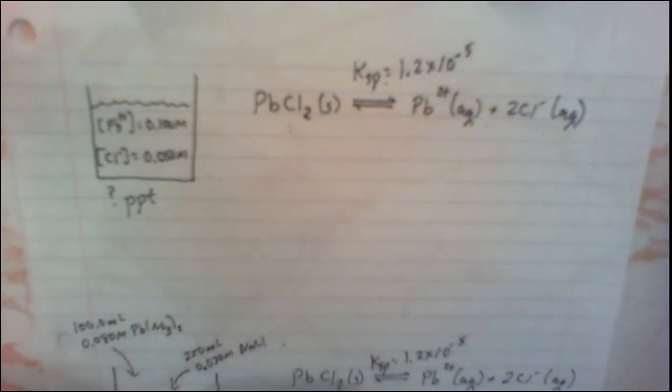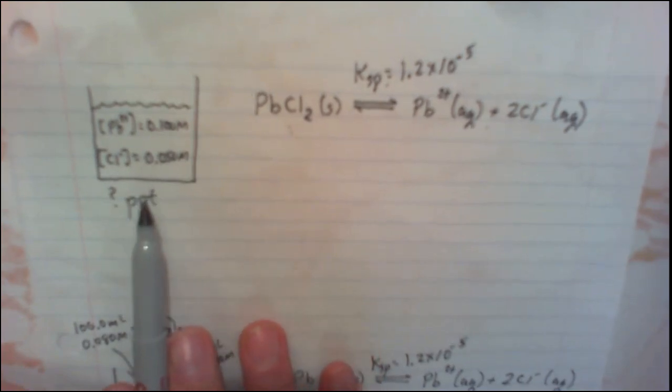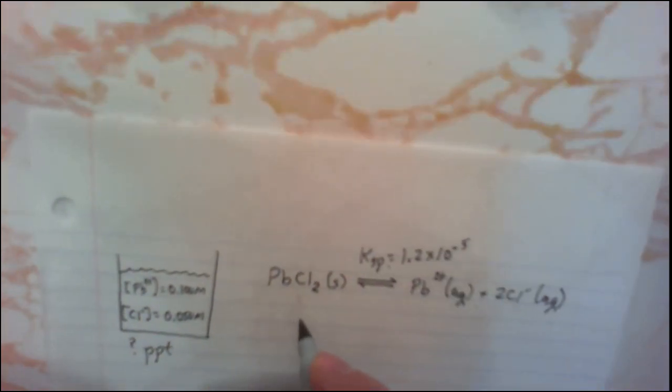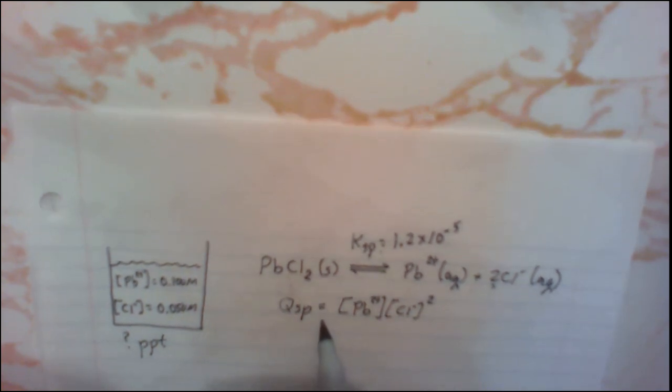So we have our 0.1 molar lead concentration and a 0.05 molar chloride concentration, and we want to determine under these conditions whether or not a precipitate will form. To do that, we'll calculate QSP. QSP is the same expression as KSP: the concentration of the products raised to their respective coefficients. So lead to the first power times chloride concentration to the second power. The only difference, of course, is that we calculate QSP under any conditions, whereas KSP is only true when we have a saturated solution.